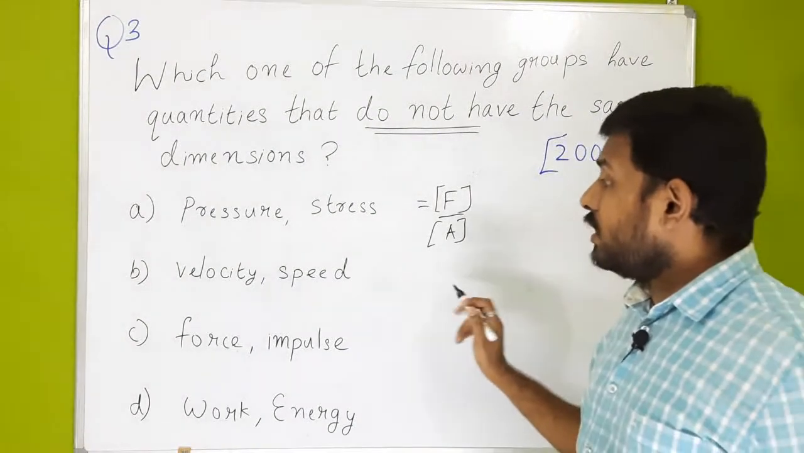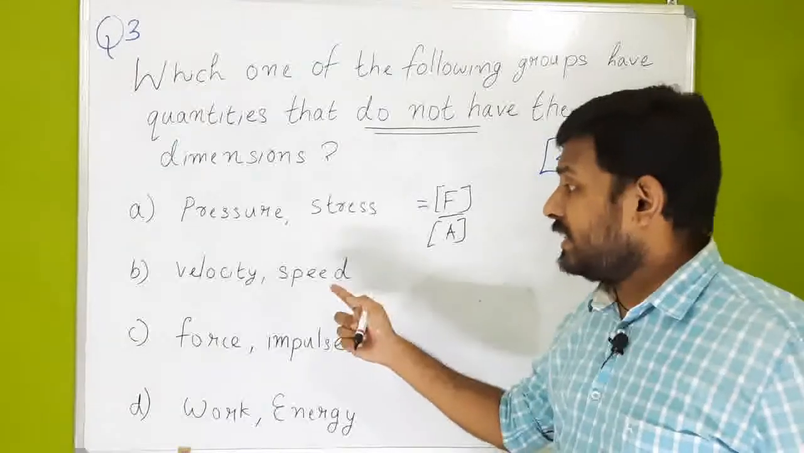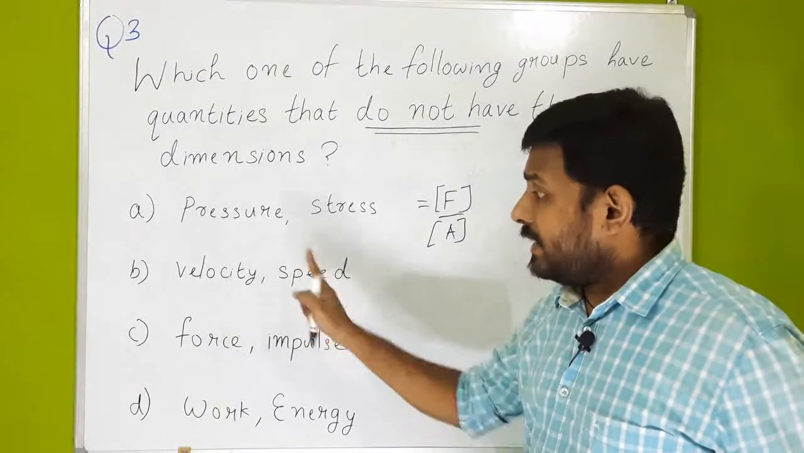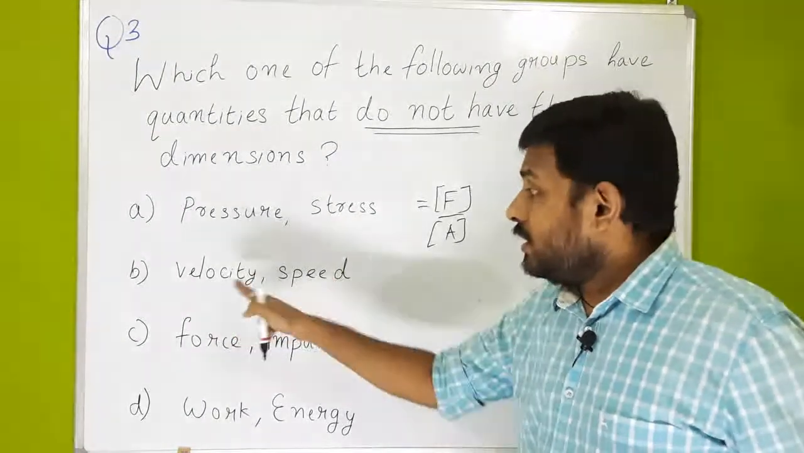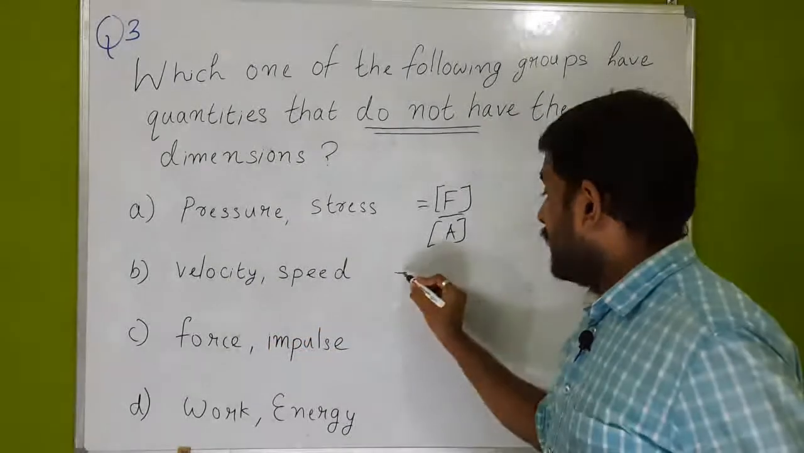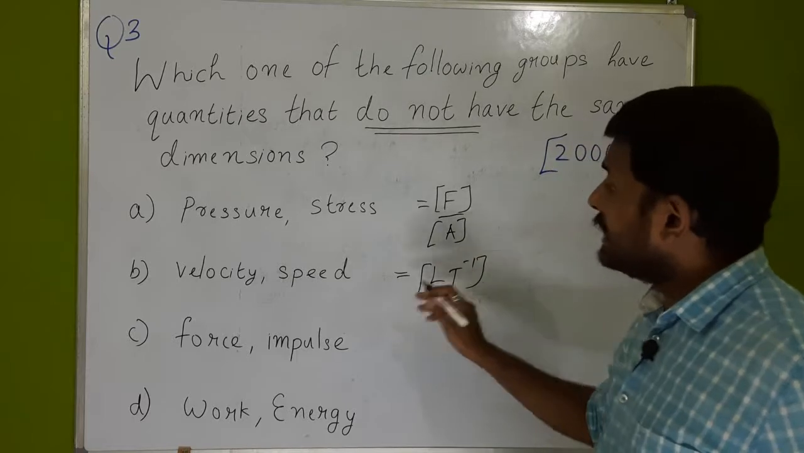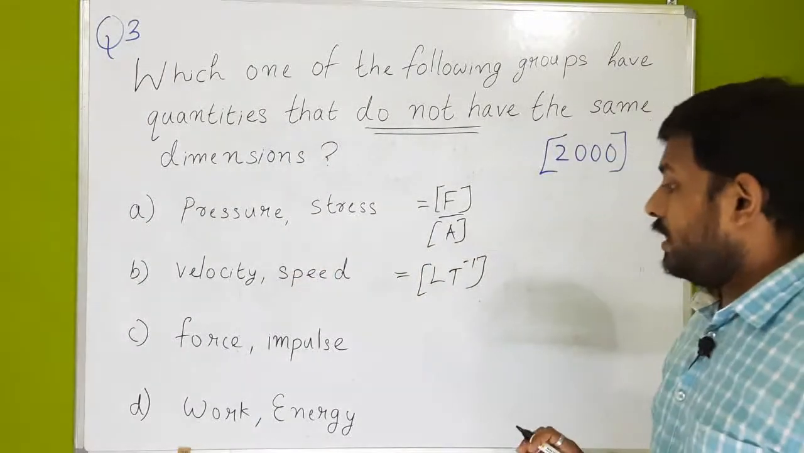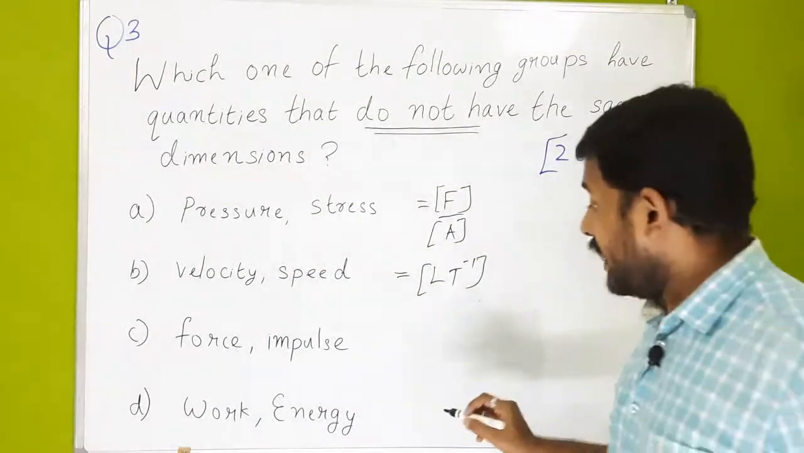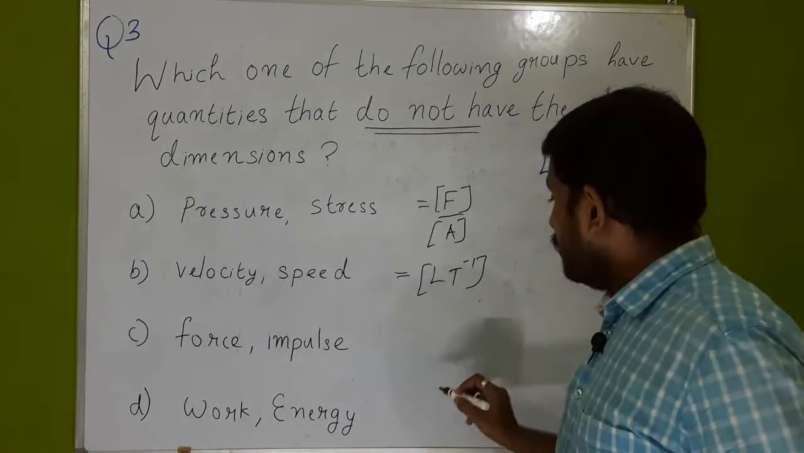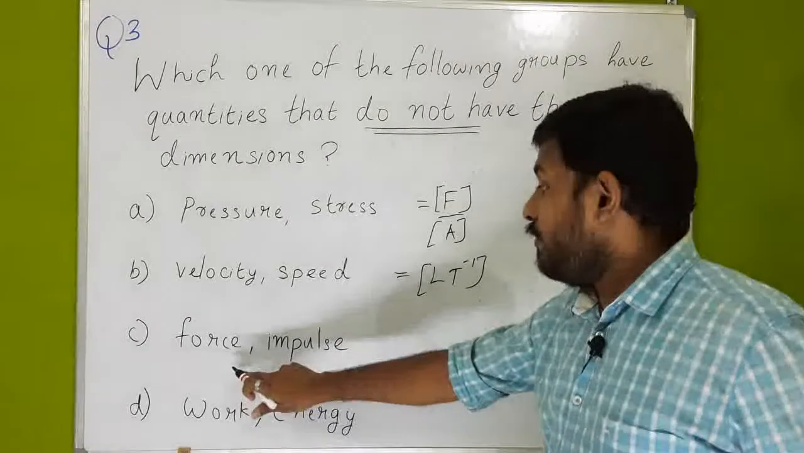Next is velocity and speed. You know that one is a scalar quantity and this is a vector quantity, but these two are having the same dimensions, that is having the dimension of velocity. So these have same dimensions. What we know that work and energy have same dimensions. So the answer must be force and impulse.